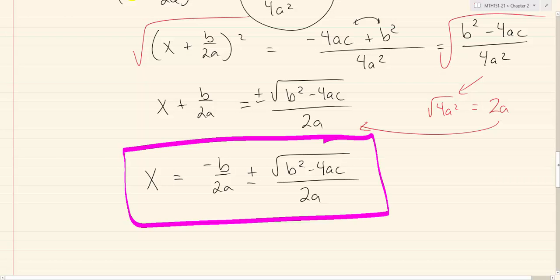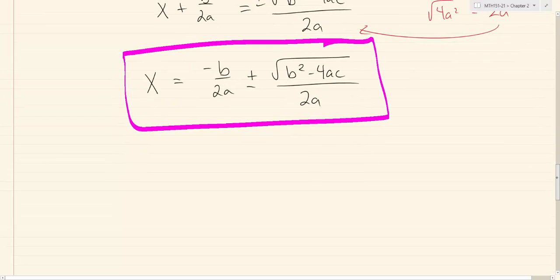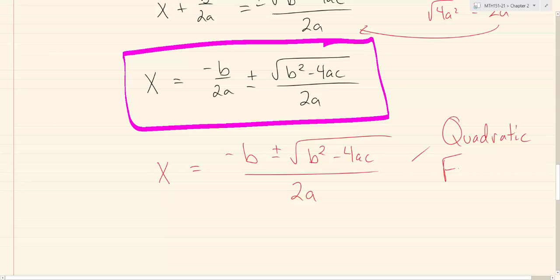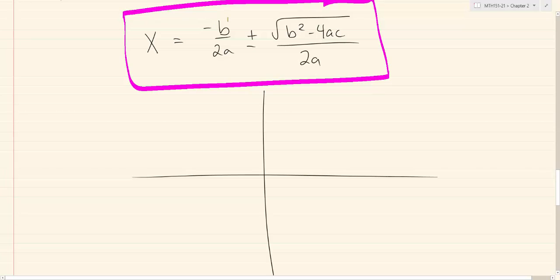Does that look like anything you've seen before? Quadratic formula. What does it give you? The x-intercepts. This guy here, the opposite of b over 2a, is your axis of symmetry. That's exactly what that is. So I'll put this one right here. Here's your axis of symmetry. So remember that list of things that we wanted to find out? Axis of symmetry, that is equal to the opposite of b over 2a.